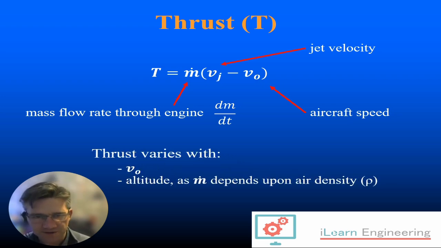What is interesting when we look at this is that the thrust is going to vary with respect to V naught, the aircraft speed. For different aircraft speeds, we're going to get a different value of thrust. If we increase the aircraft speed, the value of this bracket is going to reduce, and therefore the thrust will reduce. Also with altitude, as we increase altitude, the density of the atmosphere reduces, and so does the mass flow rate.